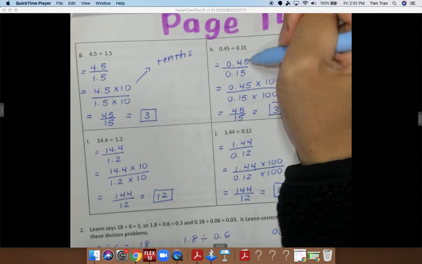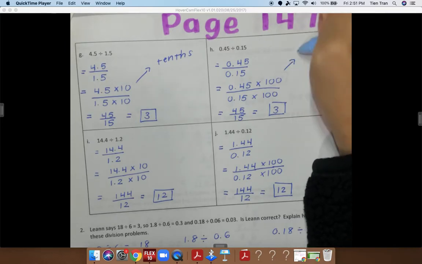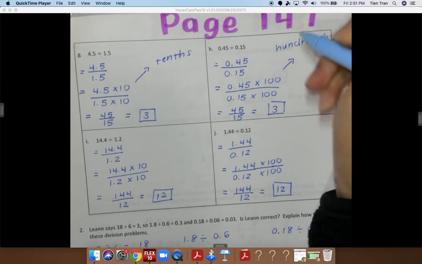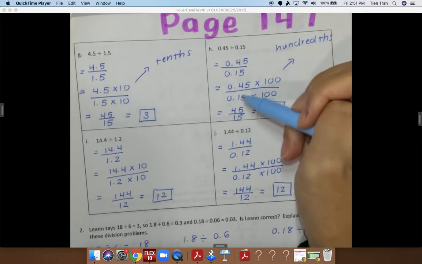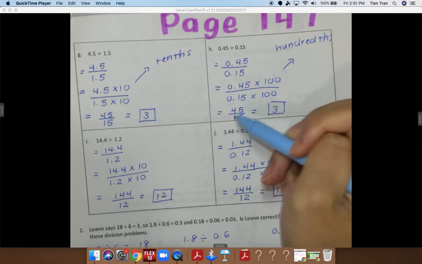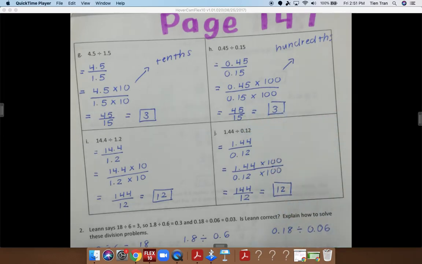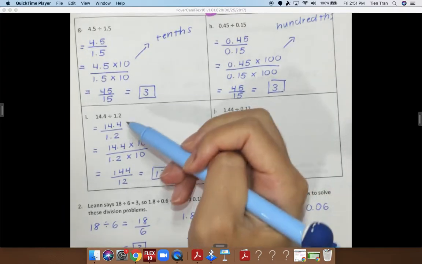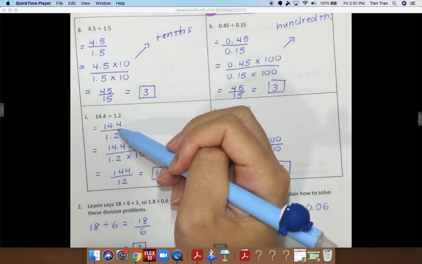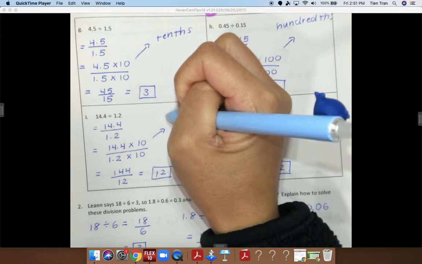On this side, I have 45 hundredths divided by 15 hundredths. So I am going to be multiplying times 100, 45 hundredths times 100, 15 hundredths times 100, which gives me 45 divided by 15, which is equal to 3. Over here, I have 144 tenths divided by 12 tenths. So I am multiplying in the tenths place.